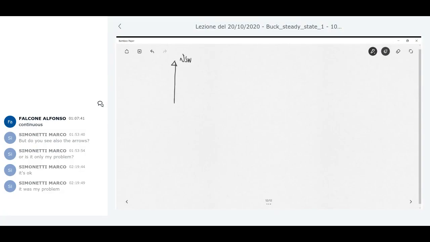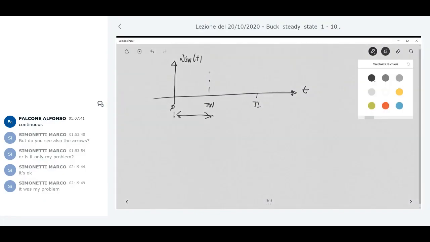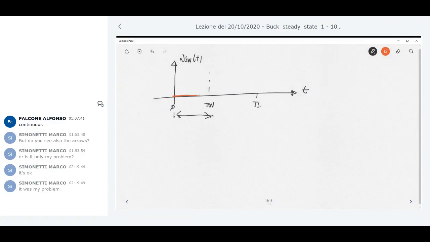Let's have a look at the voltage across the switch. The voltage across the switch in this phase, so we are talking about this phase here, is closed, is on, and for my original hypothesis, the voltage is 0.